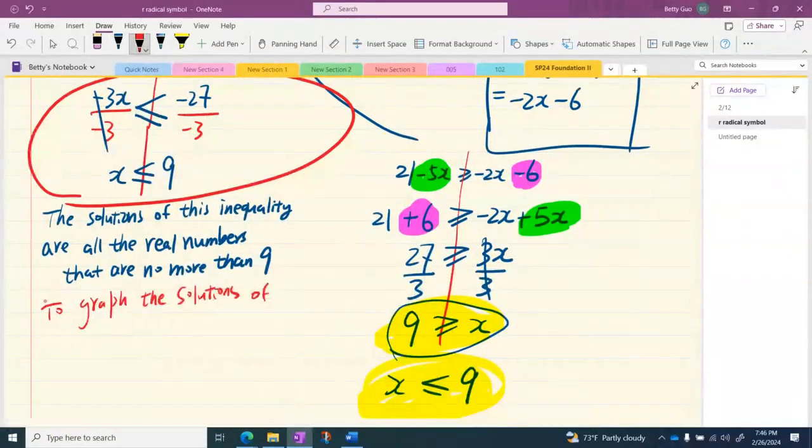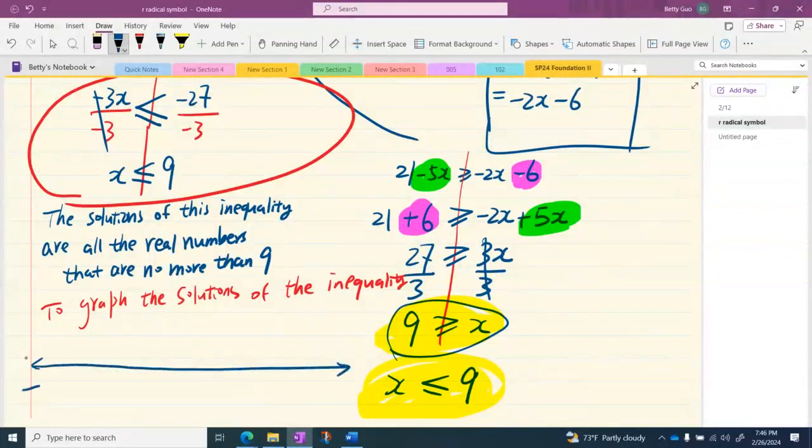Or the solutions of the inequality. Yeah, let me show you how we do that. Often the question would ask you to do that. So they will give you a real number line. This is 1, 2, 3, and so on. This is 9, and this is 10, this is 11, and so on. So we are going to graph the solutions on the real number line.